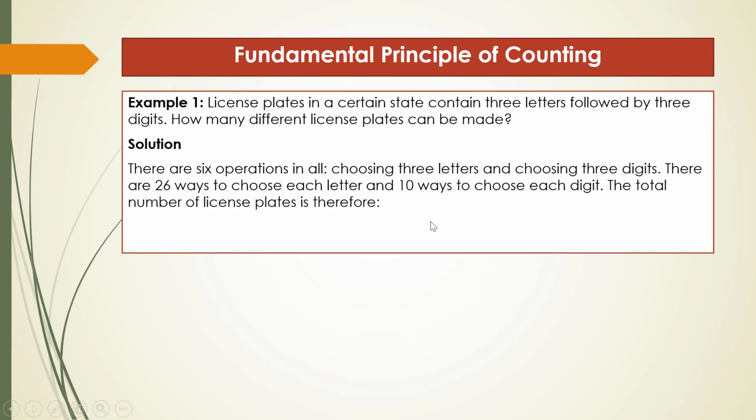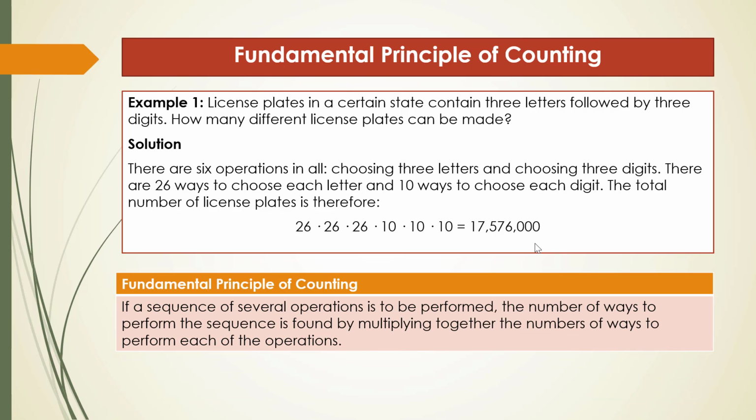For the last 3 digits, there are 10 ways to choose the first digit, either 0, 1, 2, 3, 4, 5, 6, 7, 8, or 9. So there are 10 possible digits for the first position. There are also 10 possible digits for the second position, and also 10 possible digits for the last number. So the total number of license plates is just 26 times 26 times 26 times 10 times 10 times 10. There are a total of 17,576,000 license plates that can be made.